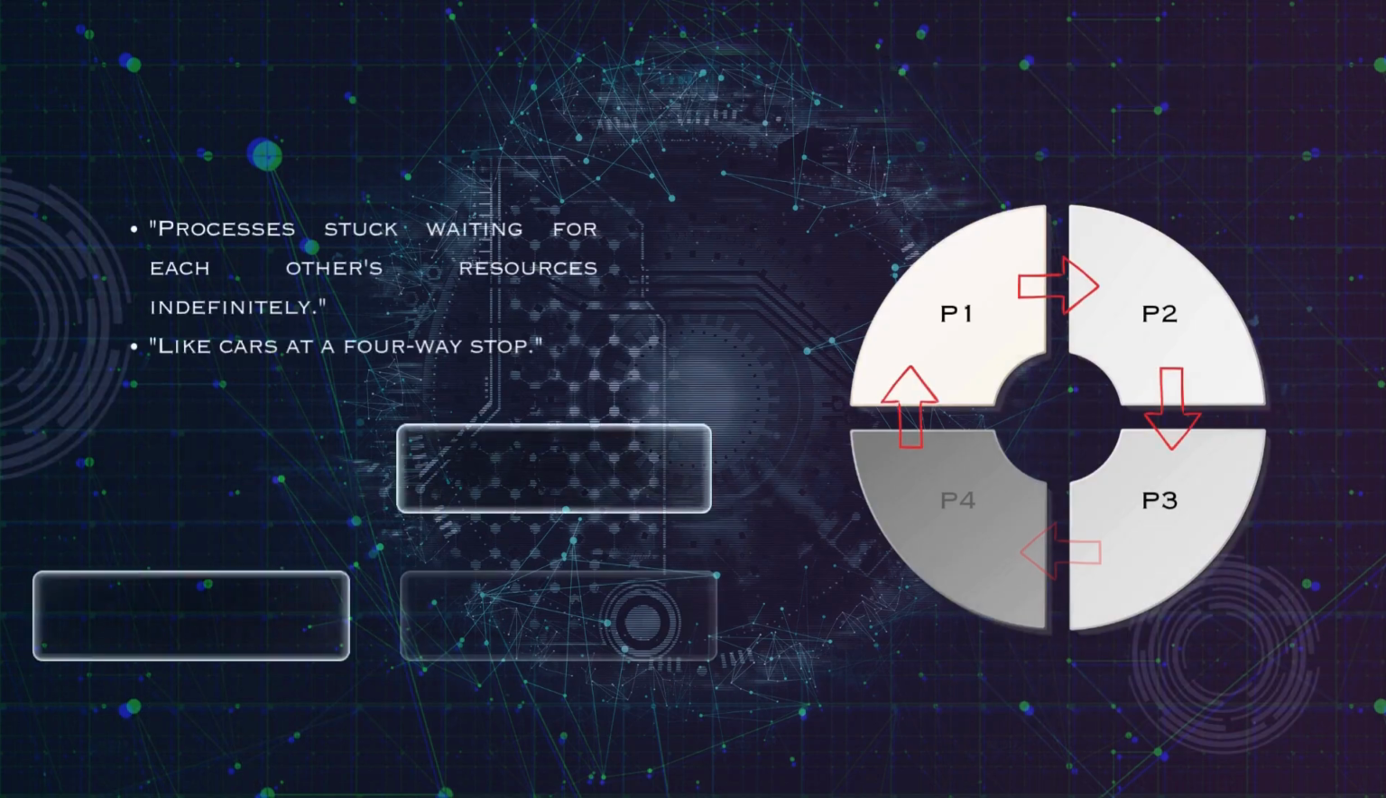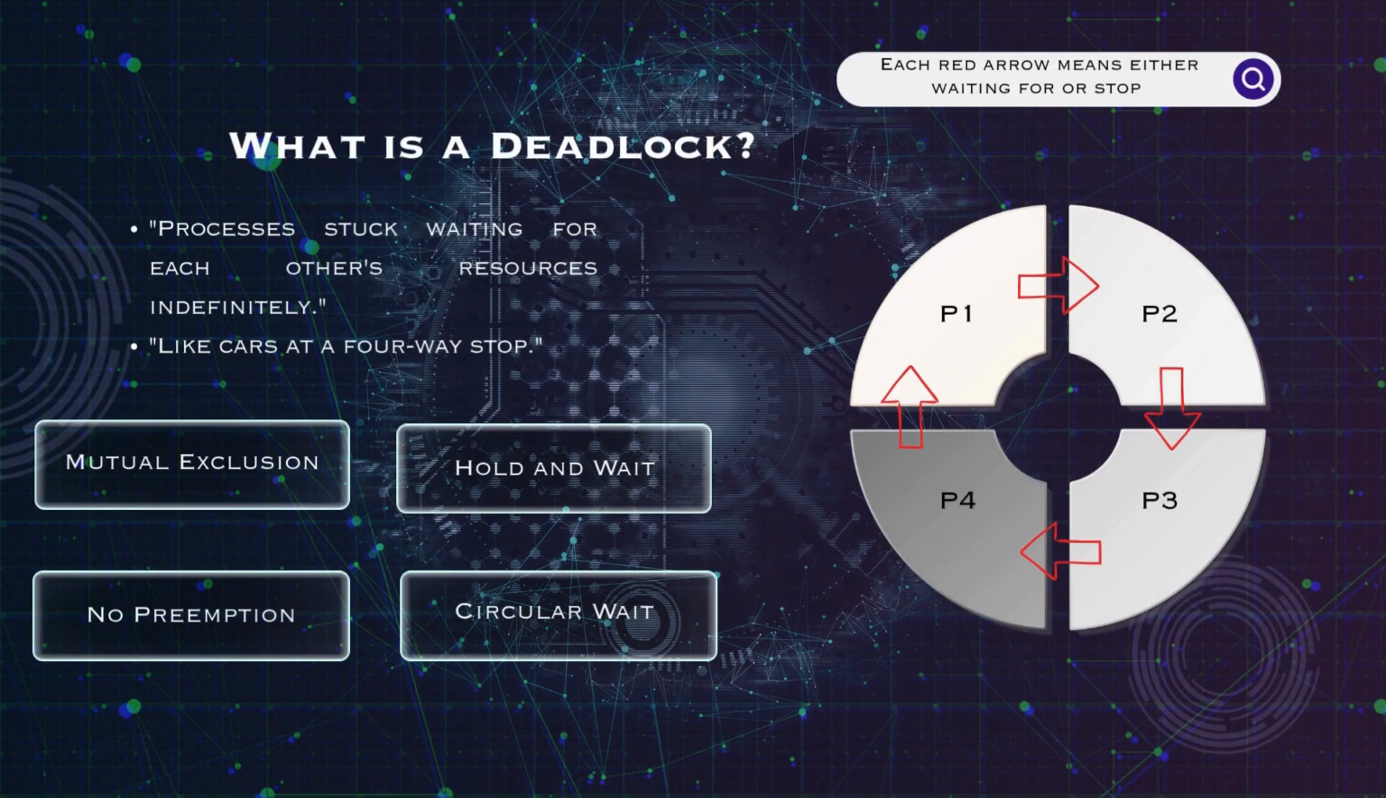Let's dive in better. A deadlock happens when processes are stuck waiting for each other's resources indefinitely, like cars blocking each other at a four-way stop. The four conditions that make deadlock possible are mutual exclusion: only one process can use a resource at a time. Hold and wait: a process holds one resource and waits for another. No preemption: you can't forcibly take away a resource. And circular wait: a chain where each process waits for the next. If all four happen together, we've got a deadlock.